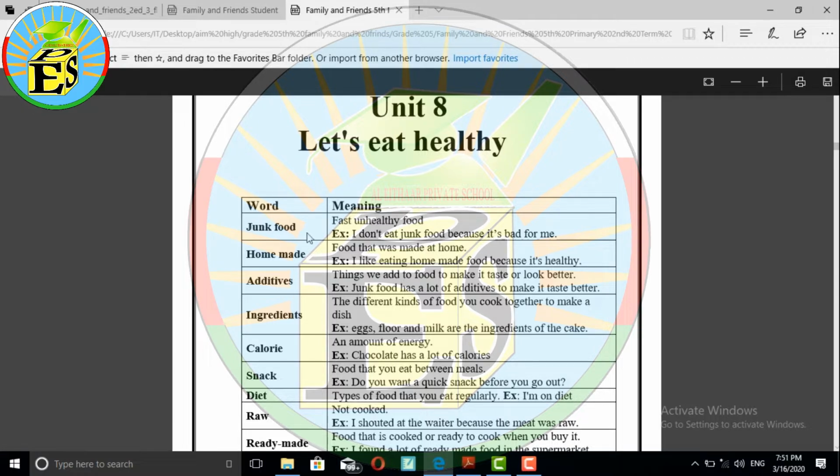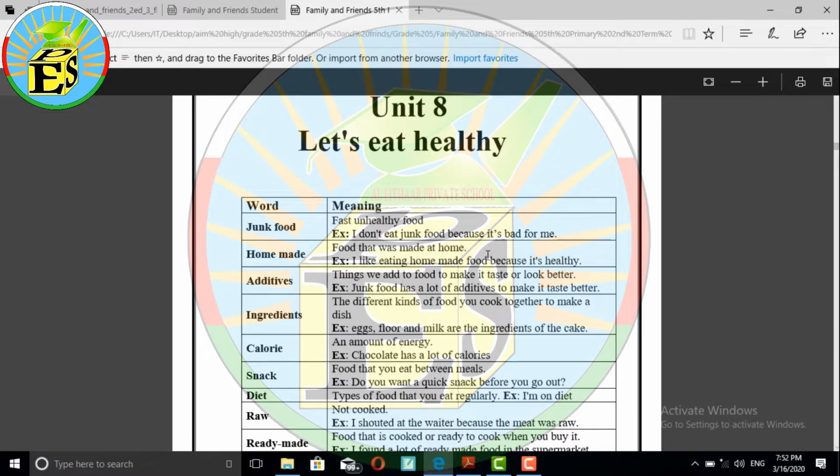First word, junk food. You can repeat after me, junk food. What's the meaning of junk food? Fast, unhealthy food. For example, I don't eat junk food because it's bad for me. Again, junk food, fast, unhealthy food. For example, I don't eat junk food because it's bad for me.